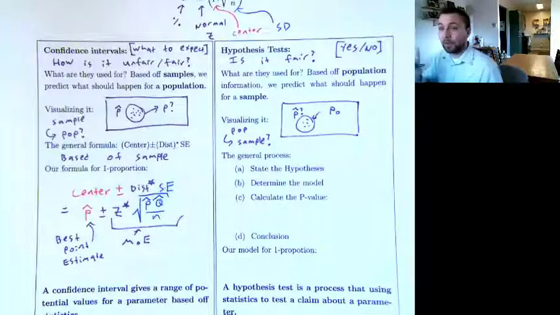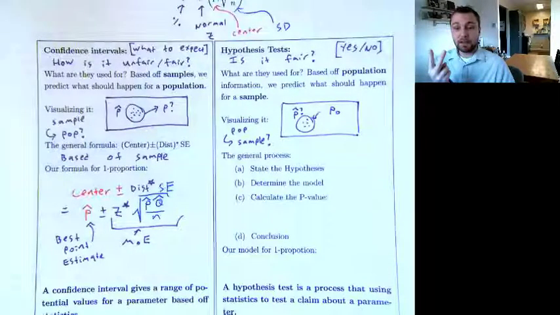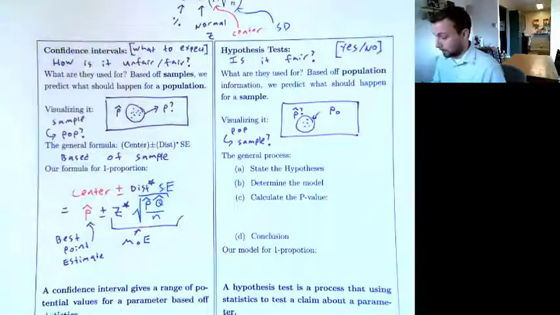Reminder, there are 4 steps to a hypothesis test. My first step, I state my hypotheses. Second step, I determine my model. Third step, I'm going to calculate the p-value, the likelihood of the sample data or more extreme compared to the null hypothesis. And for a fourth step, I'll do my conclusion.